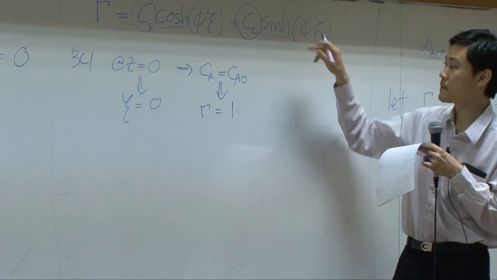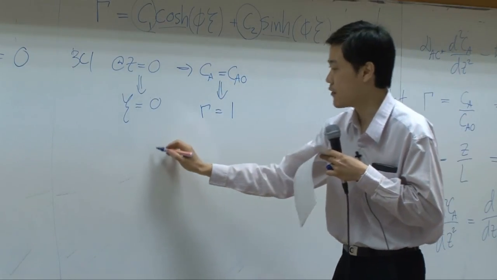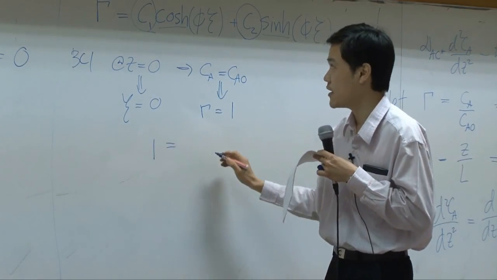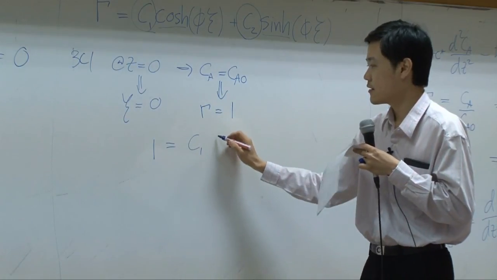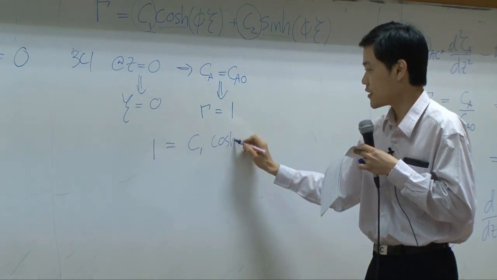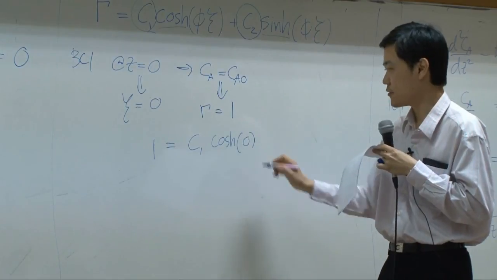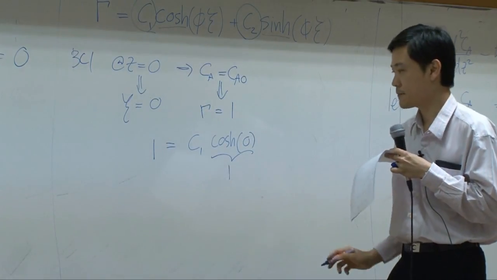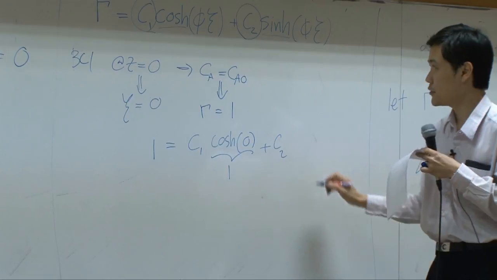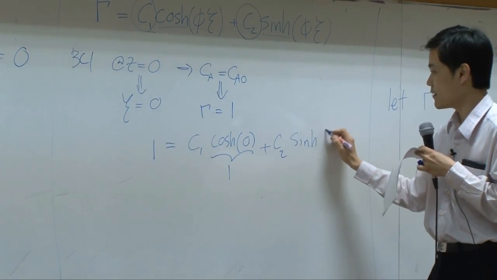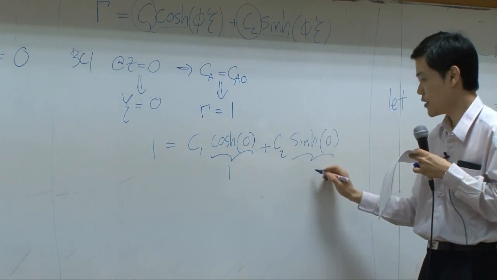And then, from here, if you apply it, you have gamma, which is 1, equal to C1 times hyperbolic cosine of 0, and this one is 1, plus C2 times hyperbolic sine of 0, which is 0.